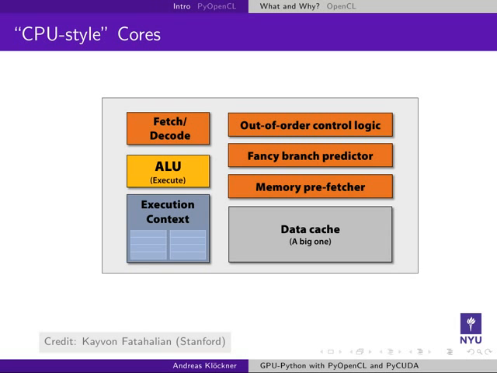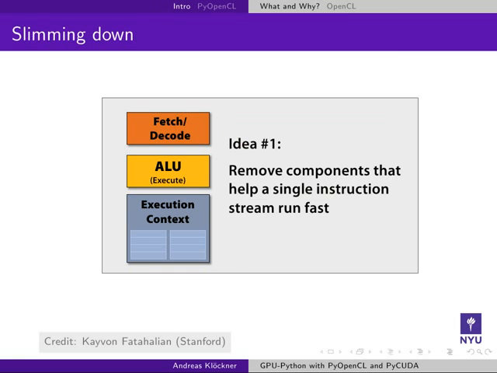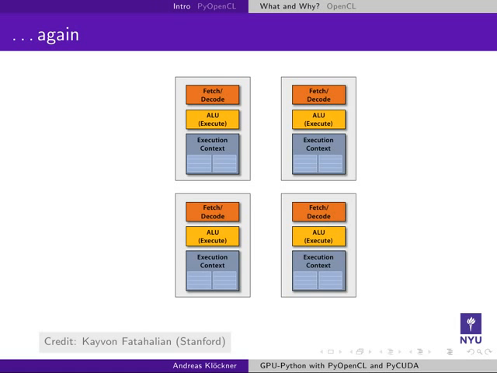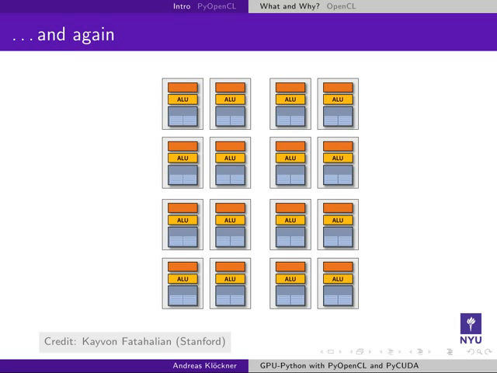So first idea, to me, the GPU comes down to 3 core ideas that make the GPU tick. First idea, get rid of all this stuff on the right. Remove the components that help make a single instruction stream run really fast. So, okay, we've saved some space then. How about a second core? How about some more cores? Well, how about even more cores? Great. Now that we've removed all this stuff, we have space for a lot of cores.